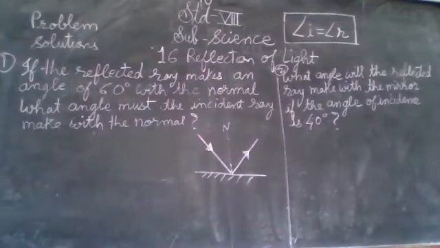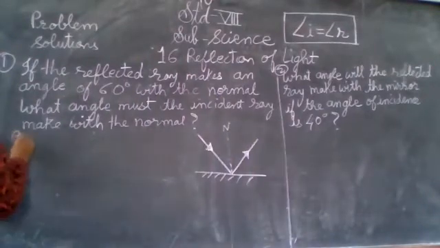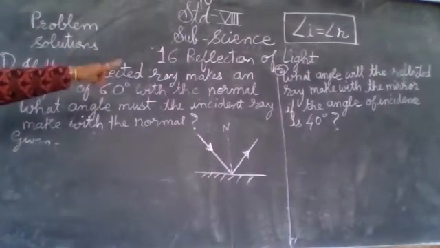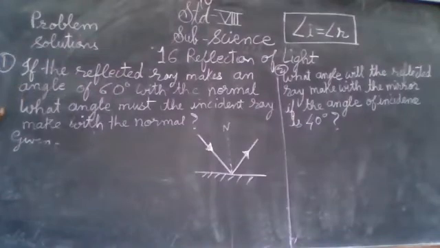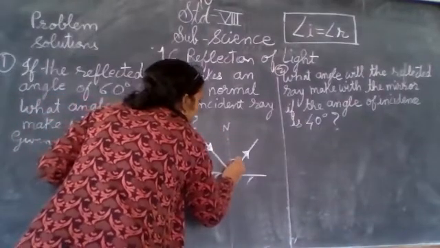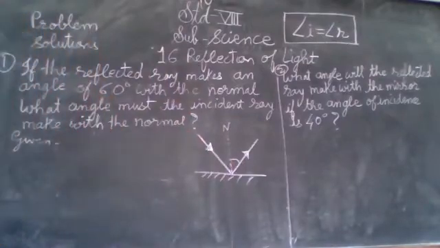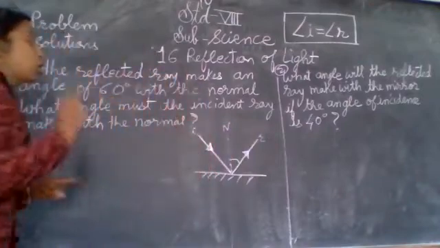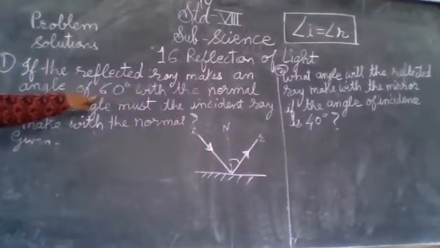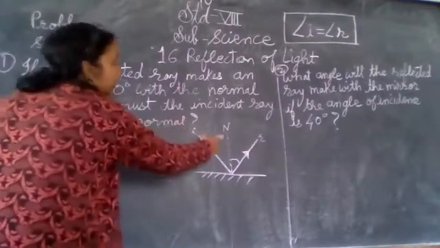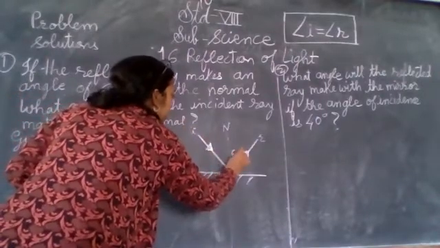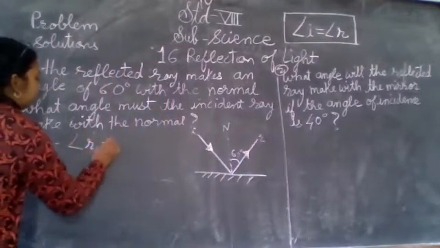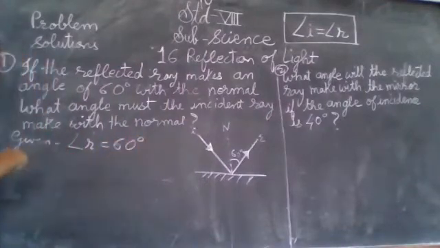Here you see what is given. What is given? The reflected ray makes an angle of 60° with the normal. That means this angle of reflection. Reflected ray is this and incident ray is this. So, reflected ray is making an angle of 60° with the normal. So, this angle is 60°. So, angle of reflection given is 60°.